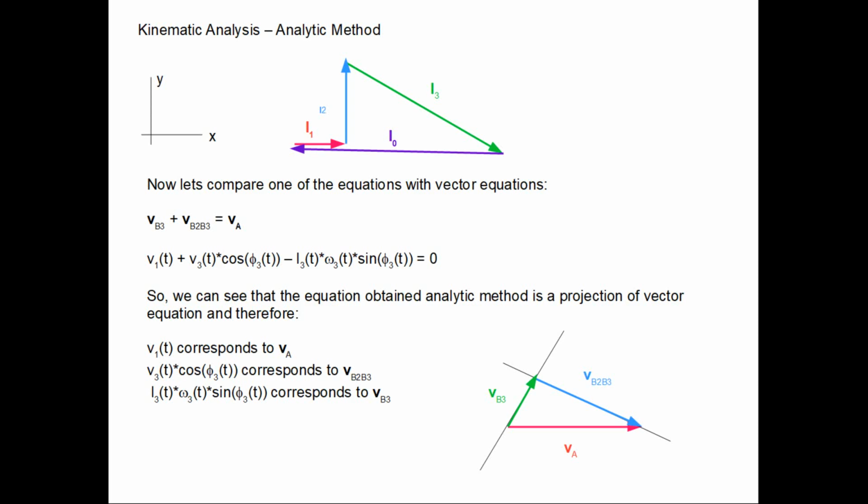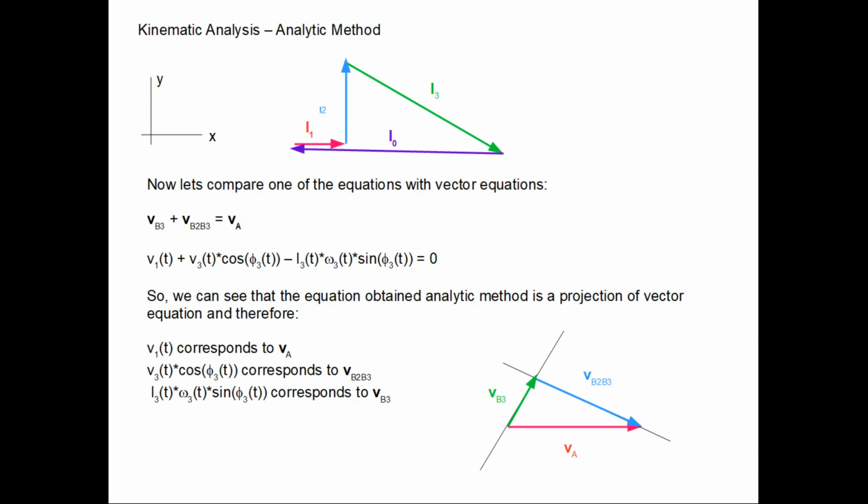Also, when we look at the last term, L3 of t times omega 3 of t times sine phi3 of t, this term corresponds to the velocity which comes from the rotation of a rod, vb3. Why? Because we have omega, which is the angular velocity of a rod, times L3 of t, which is the distance between the point B and the center of rotation. So as you can see, solving this, we found all of the velocities which were present when we analyzed it graphically.